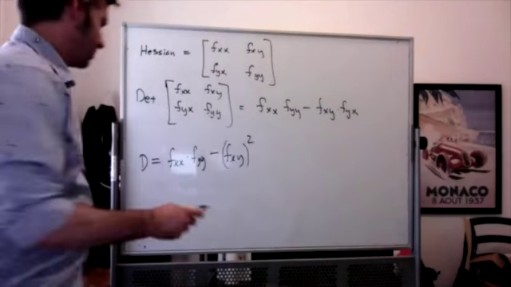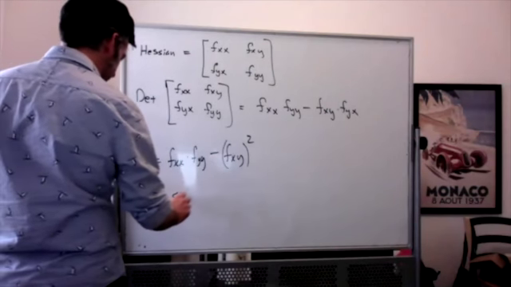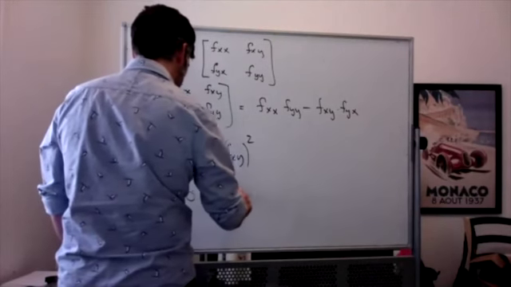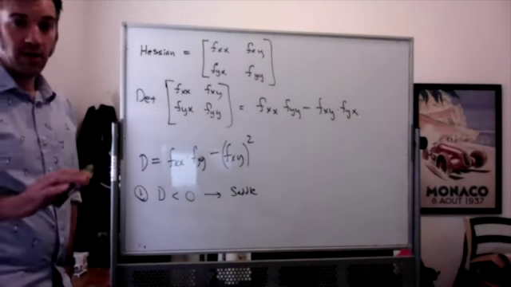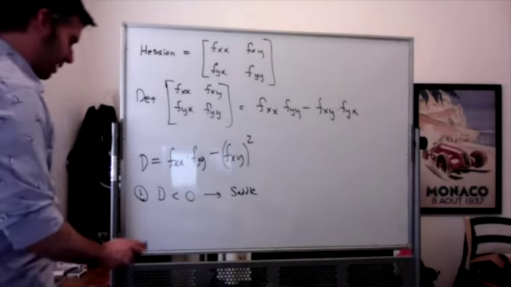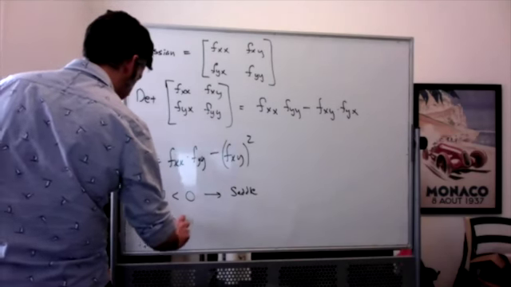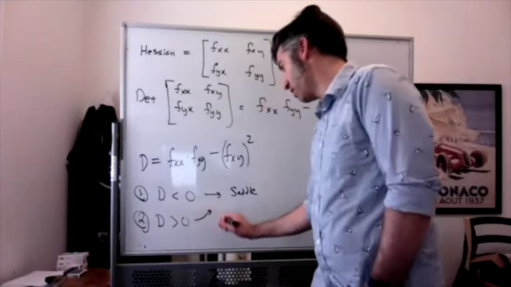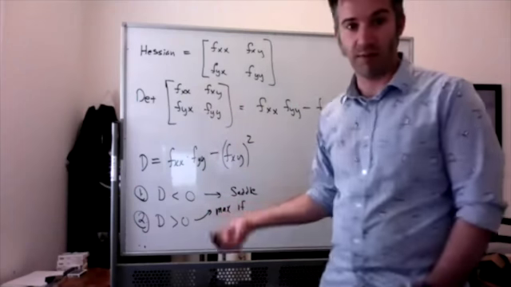So possibility 1, the determinant of this Hessian is negative. If that's the case, then you have a saddle. And I'll say more about this in a second. Possibility 2, this determinant is positive. If that's the case, you have 2 sub-possibilities. You have either a maximum if either of the second partials is negative.